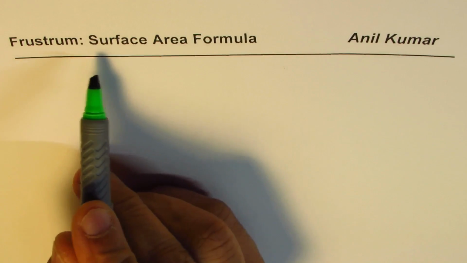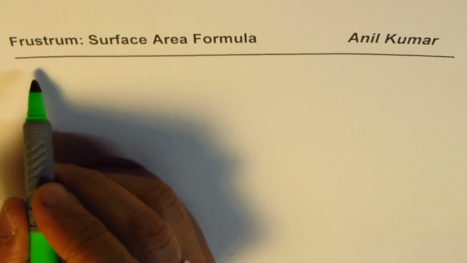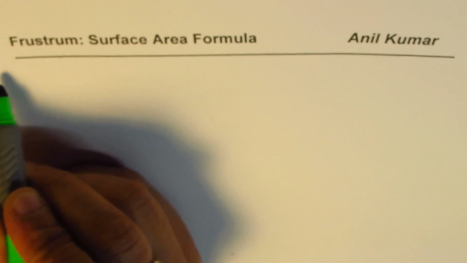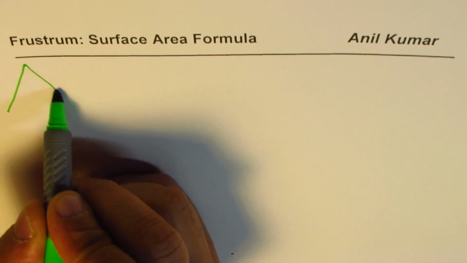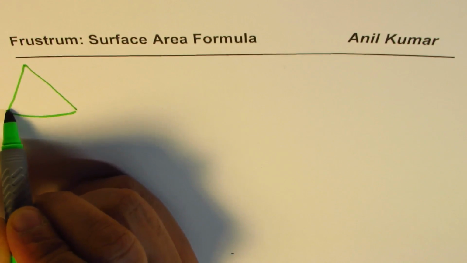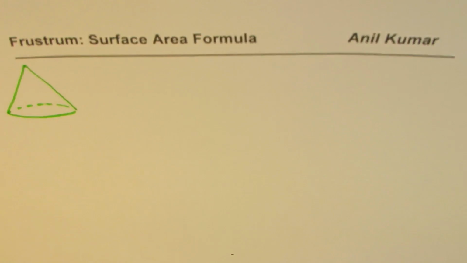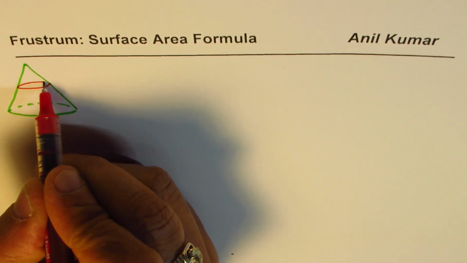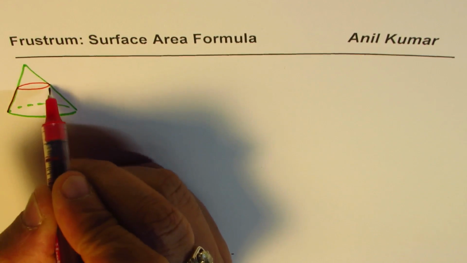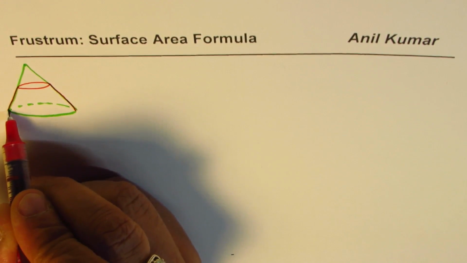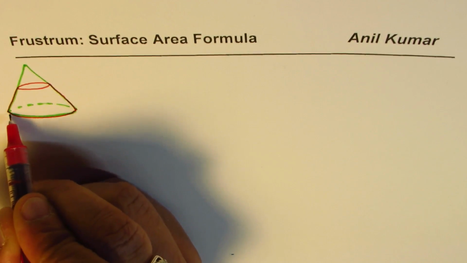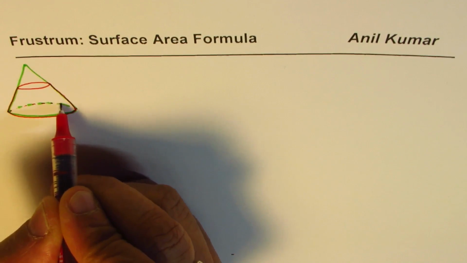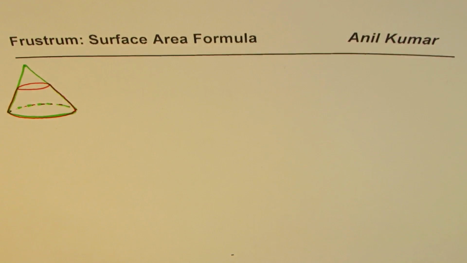Let's first talk about what is frustum, right? So frustum is when you have a cone and you cut off the top portion. Let's make one cone first. Okay, so if you have a cone like this and you cut off the top portion, let us say, then what remains is a frustum. So if I cut it off like this here, so what remains is this portion, let us say. That is what we call frustum. Okay, so this is frustum. So we have removed the top portion. So that portion is the frustum.